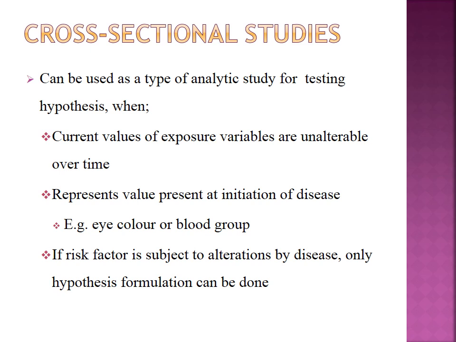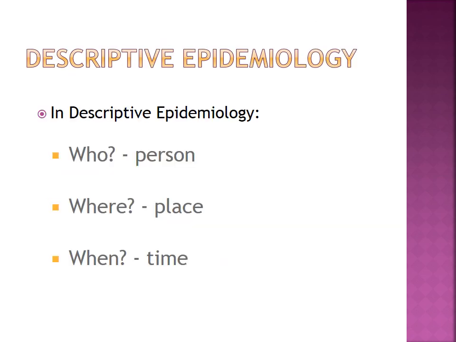Cross-sectional studies can be used as a type of analytical study for testing hypotheses when the current values of exposure variables are unchangeable over time, and represent the value present at the initiation of disease, such as eye color or blood group. Otherwise the risk factor is subject to alteration by disease, so it is useful only for hypothesis formulation.